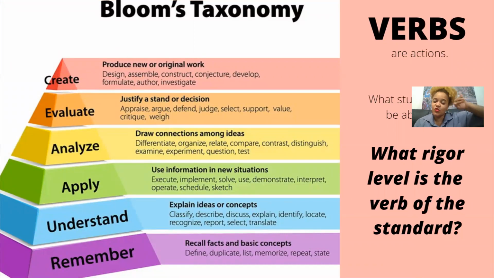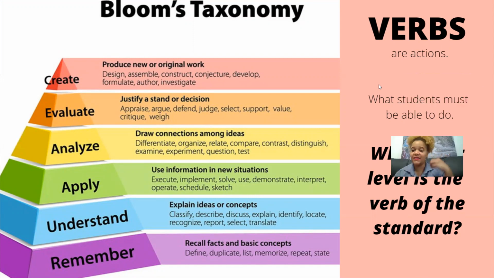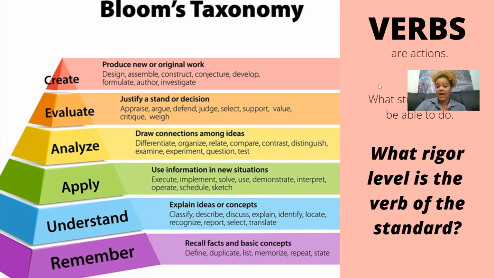So we're going to focus real quick on the verb side of the standard. And verbs are actions. They are action words. Those are things that you do. And in this case, it is what the student must be able to do. So anytime that you're looking at a standard, when you look at the verb, you're looking at what the child is supposed to be able to do at that grade level baseline, at that norm. And then you take your verbs and you align them directly with Bloom's taxonomy.